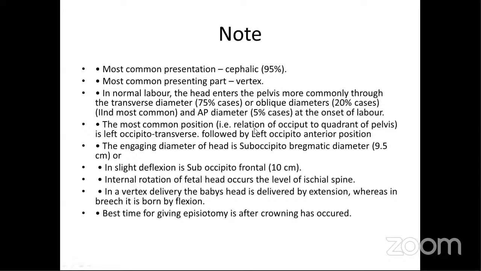The most common position, relating the occiput to the quadrant of the pelvis, as we discussed, is left occipito transverse, followed by left occipito anterior position. The engaging diameter of the head is the suboccipitobregmatic diameter, which is 9.5 centimeters in a well-flexed head and a vertex presentation. That is what you have to remember. In slight deflexion, it is the suboccipitofrontal, which is 10 centimeters. Internal rotation of the fetal head occurs at the level of the ischial spines. In a vertex delivery, the baby's head is delivered by extension, whereas in breech, it is born by flexion. The best time for giving an episiotomy is after crowning of the head has occurred. So these are the important points to note, and a lot of questions are based on them, right?